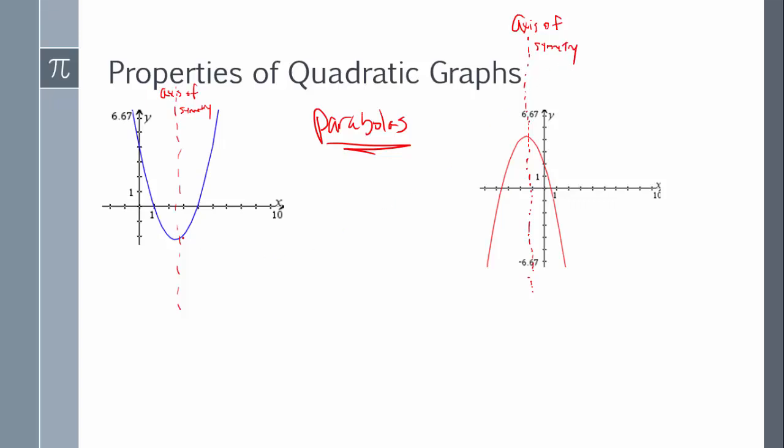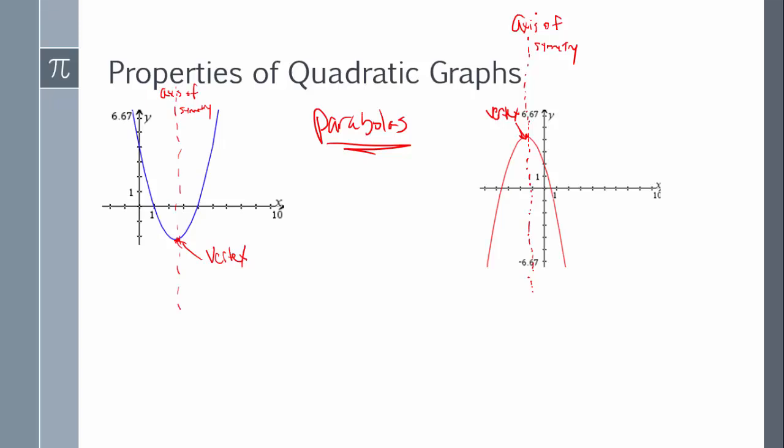Okay? The point where that axis of symmetry intersects the parabola has a name, and notice again, whether it points up or down, it is going to have that point. That name is called the vertex. Okay? We looked a little bit at vertices when we were talking about absolute value functions. So that's not a totally new word for you this year.